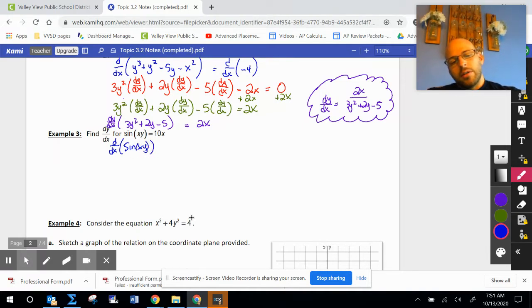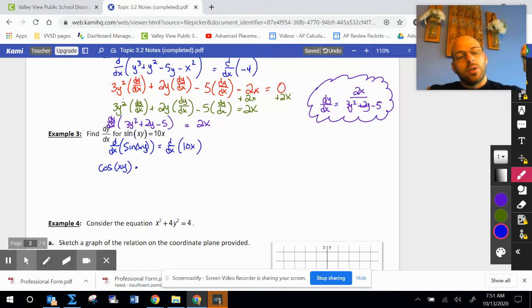Make sure my parentheses are good. And what I do to one side, I have to do to the other, right? So I've got to take the derivative with respect to x of 10x. So I start with the outer piece of my function. Derivative of sine is cosine.